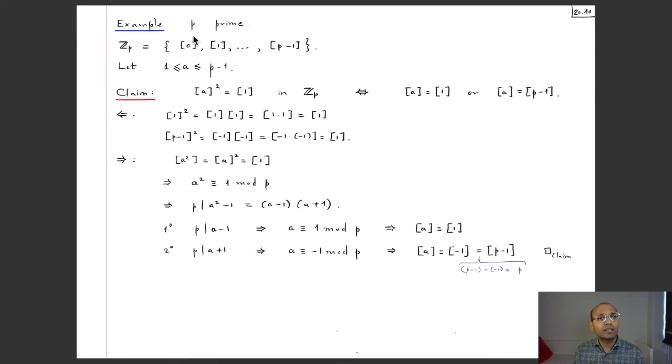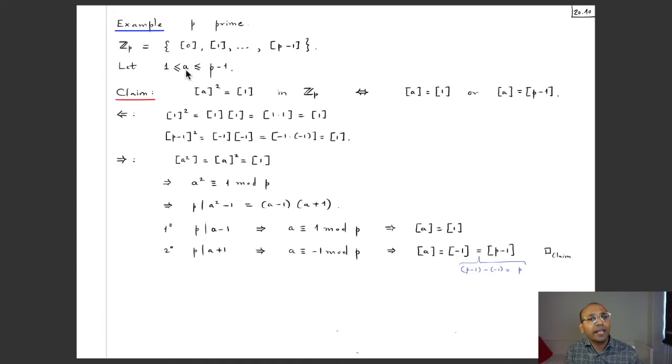Okay, so let's look at this example, which is a theoretical example. In this example, we will determine which are the elements in Zp whose square is the multiplicative identity, and p here is a prime. We'll see that the square of an element is the multiplicative identity if and only if the element is either the multiplicative identity itself or the equivalence class containing p minus 1. So let's state our claim precisely. Suppose that p is a prime, then Zp we know is this set consisting of these p distinct equivalence classes.